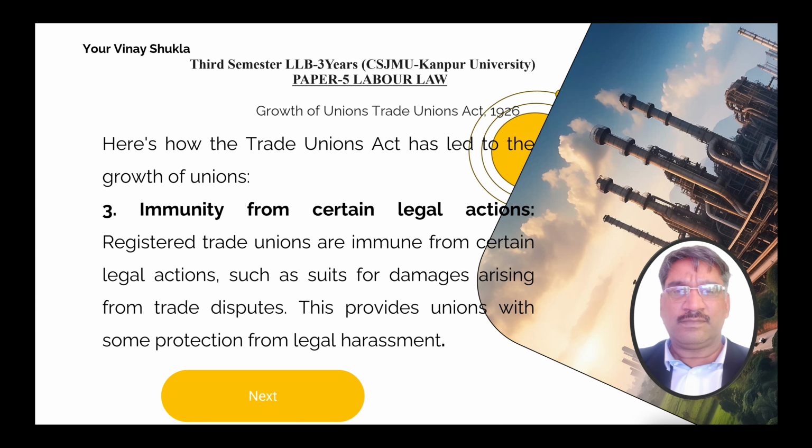3. Immunity from certain legal actions. Registered trade unions are immune from certain legal actions, such as suits for damages arising from trade disputes. This provides unions with some protection from legal harassment.